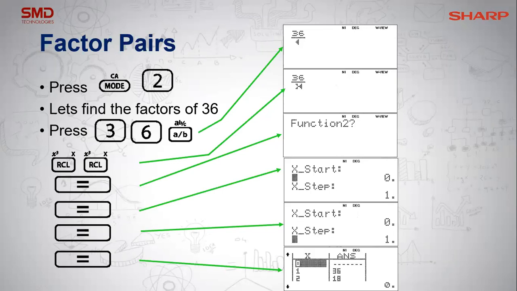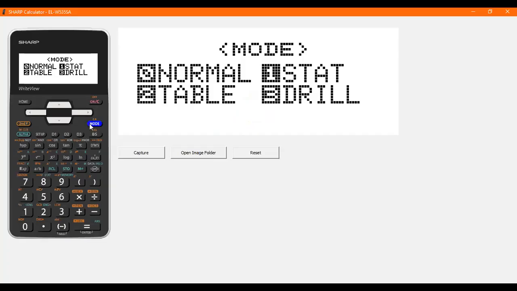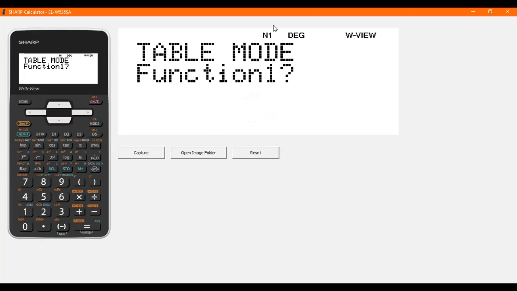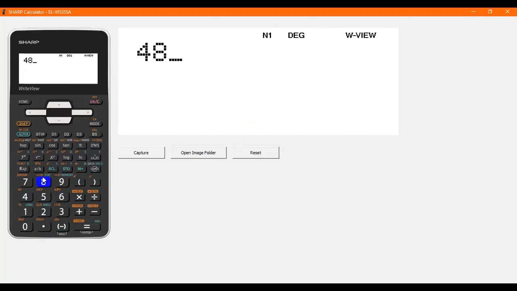So yeah, okay, let's talk finding factor pairs. So one of the other cool things that you can do is to use the calculator to find factor pairs of a number. So to do that, we're going to use table mode, and I'm going to look for factor pairs of 48, for example. So you press 48, you press your fraction button, and then you make an X by pressing the RCL button twice.